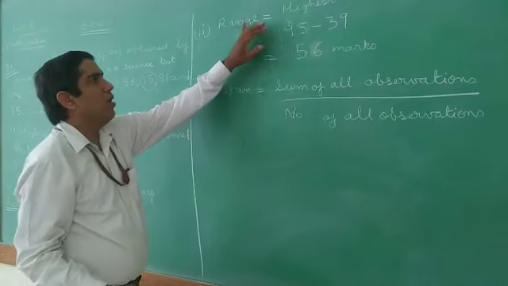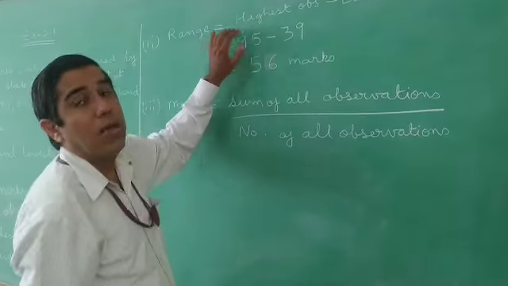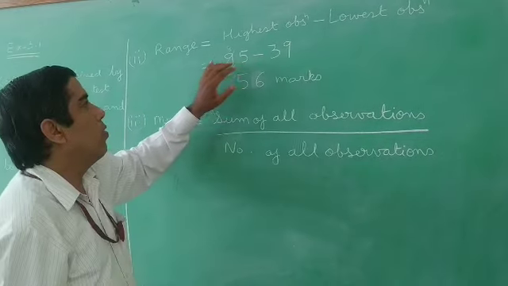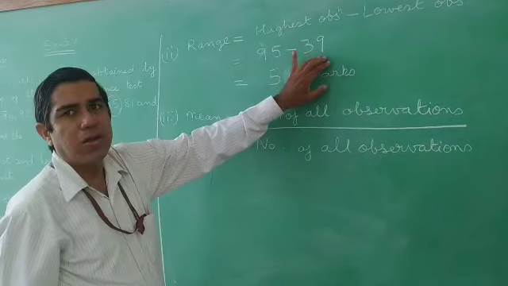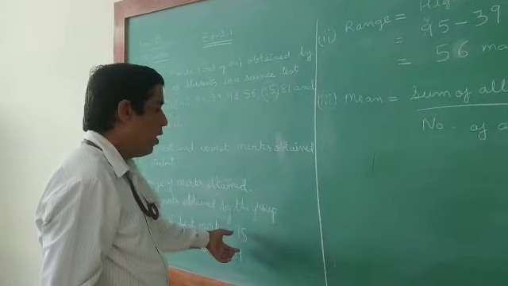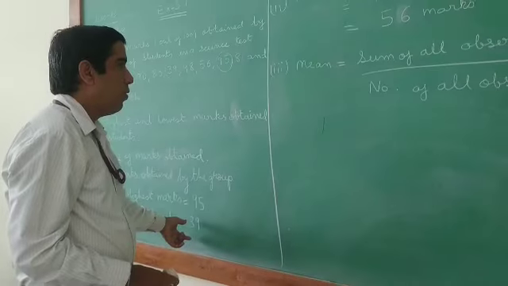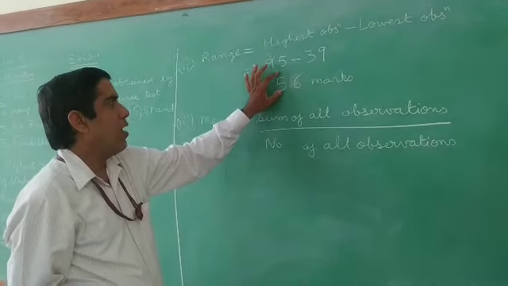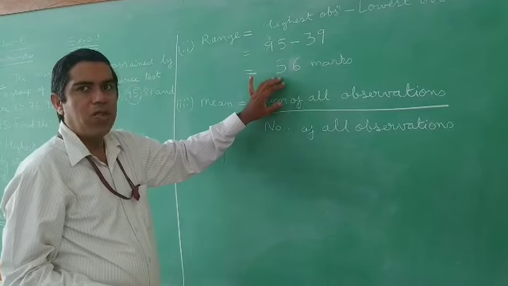Let me explain once again. The formula is highest observation minus lowest observation. So it is equal to 95 minus 39. From where did I get the highest? Already we have seen in the first part, 95 is the highest and the lowest is 39. So I use that information and the answer I got, 95 minus 39, is 56 marks.